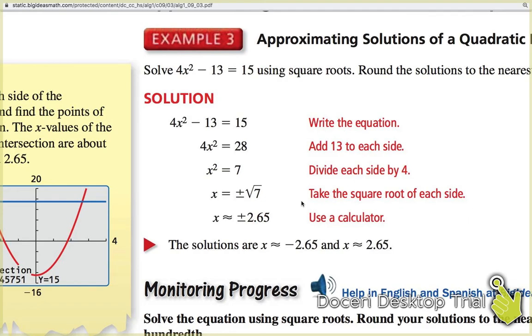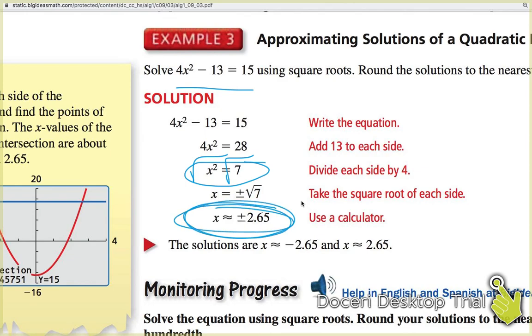4x squared minus 13 equals 15. Add the 13 over, we get 4x squared is equal to 28, divide by 4, and we get here x squared is equal to 7. So now x squared is by itself, so we can take the square root of both sides. But the square root of 7 is not a perfect square. So we actually have to use that calculator. Type in square root of 7. Don't forget about the positive or negative though. And just round it correctly, we get a positive negative 2.65.